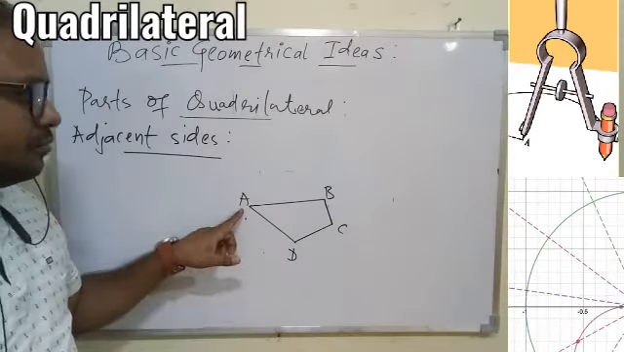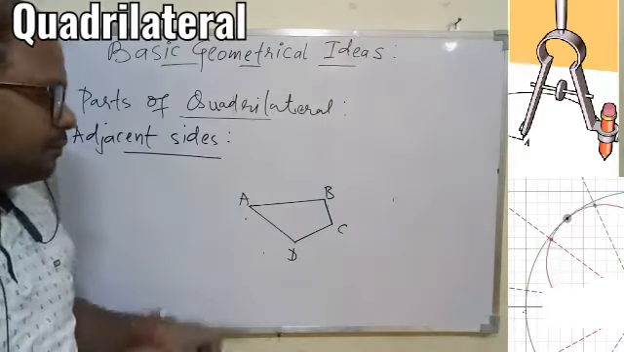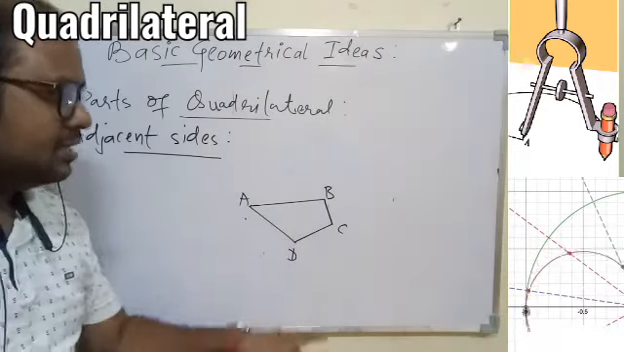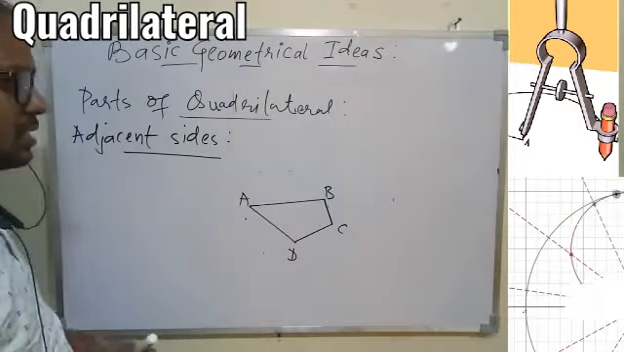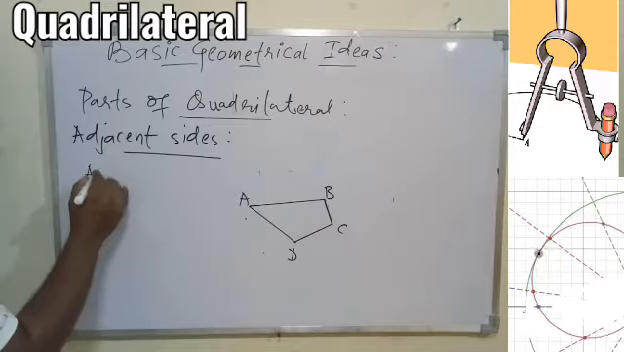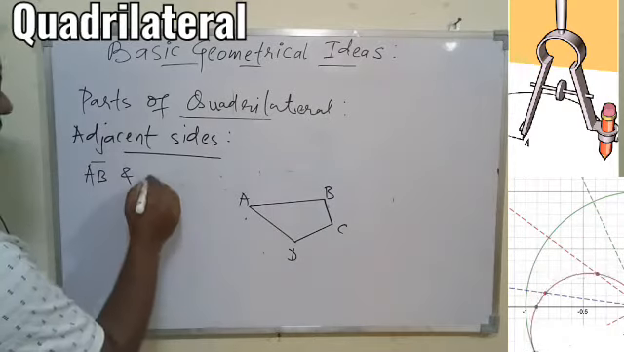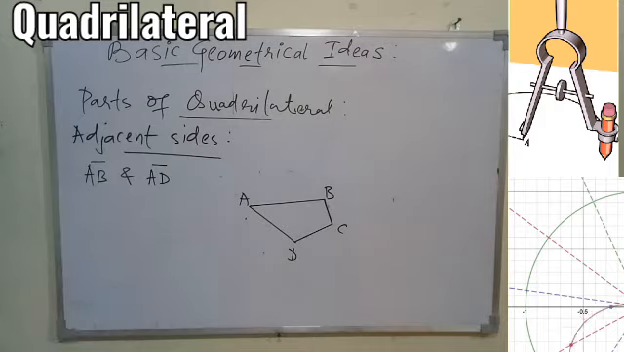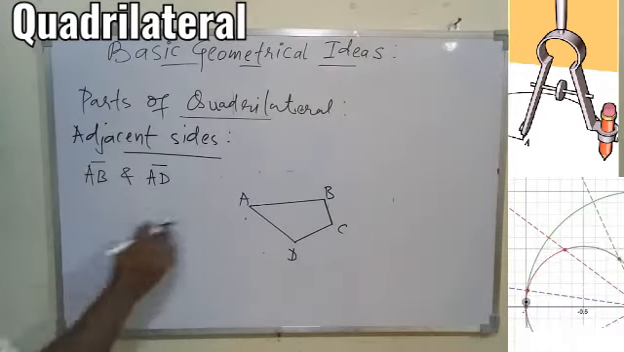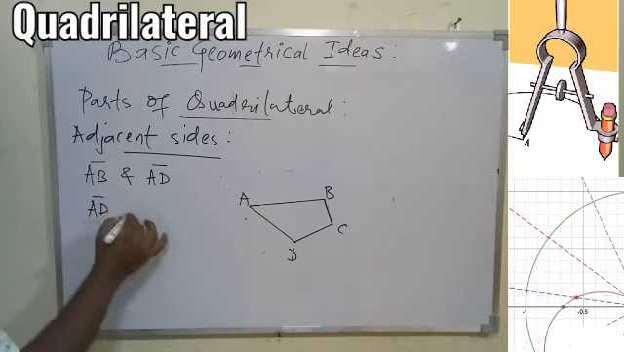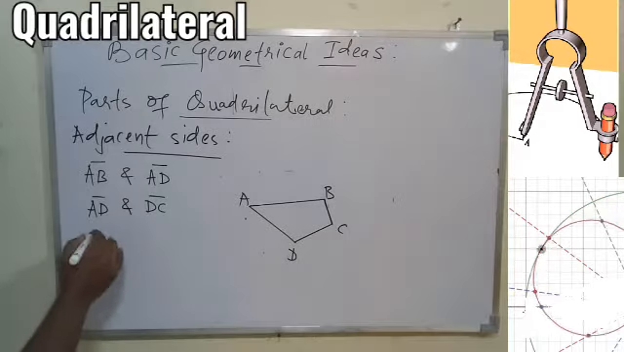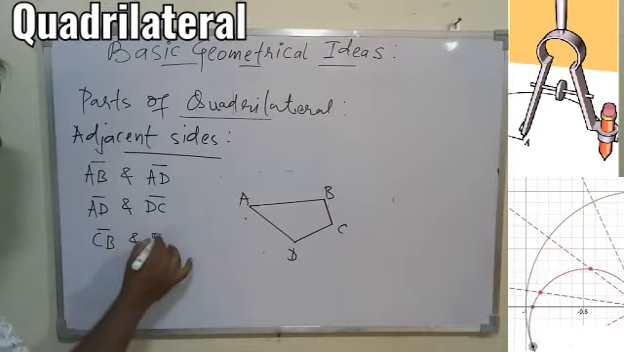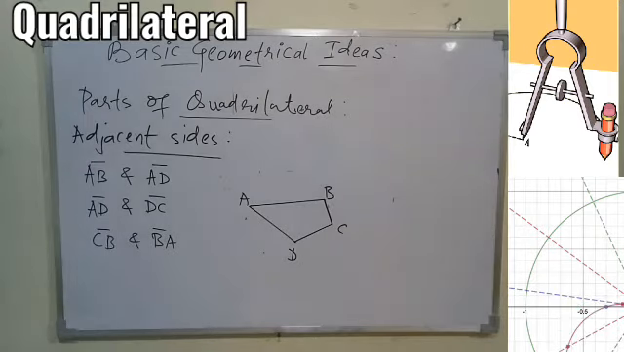So here A is common for sides AB and AD. D is common for DA and DC, C is common for CB and CD, B is common for BA and BC. So we can say here AB and AD are adjacent sides. Then we can write down here AD and DC are also adjacent sides. Then CB and BA are also adjacent sides.